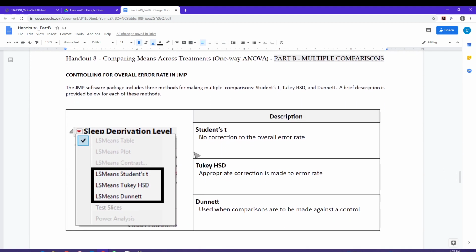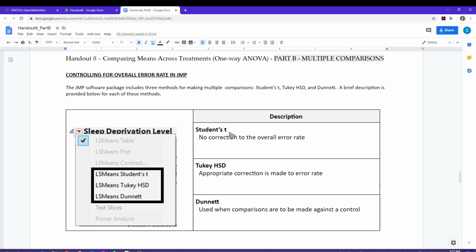Okay, so let's talk about how to get these done inside of JMP. JMP has in it Tukey's Honest Significant Difference, and that's the one that we're going to want to use because it is making the appropriate correction to the overall error rate. So JMP provides 3 different multiple comparison procedures. One's called Student's t, Tukey's HSD, and then also Dunnett's.